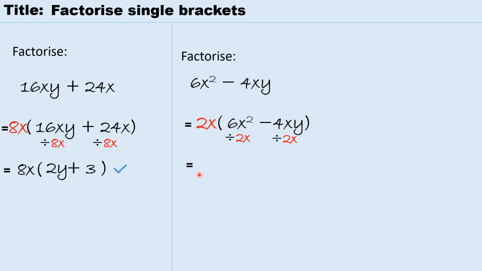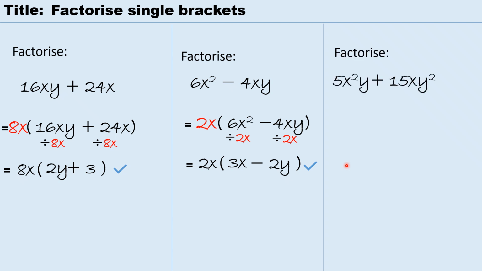And your answer should be 2x, open bracket, 6x squared divided by 2x is 3x, and then 4xy divided by 2x is 2y. Let's find the answer for this question. You can try this one, pause the video and give it a go.